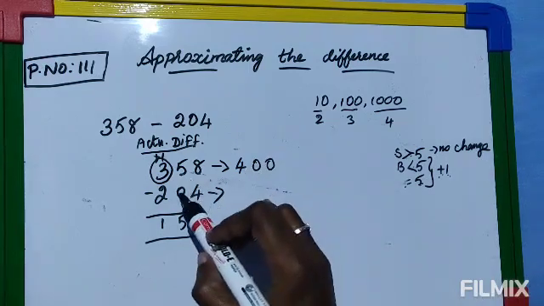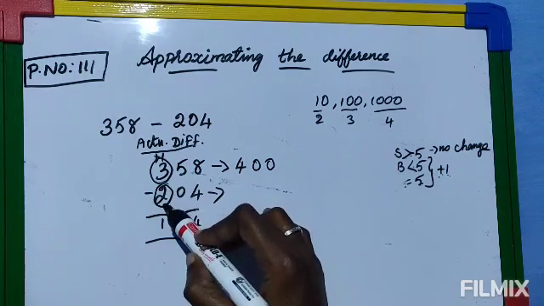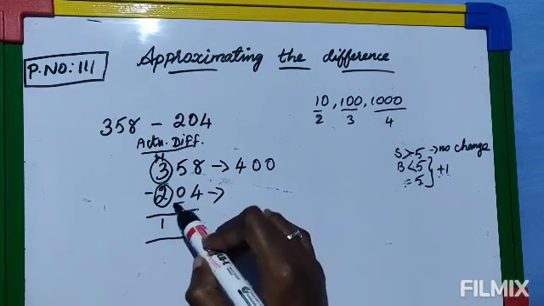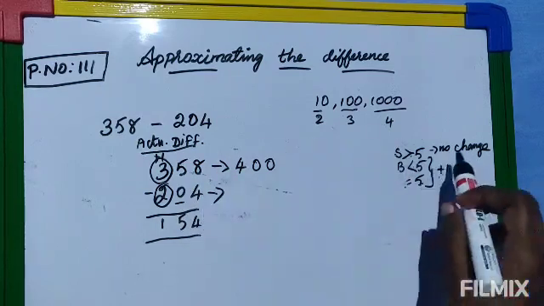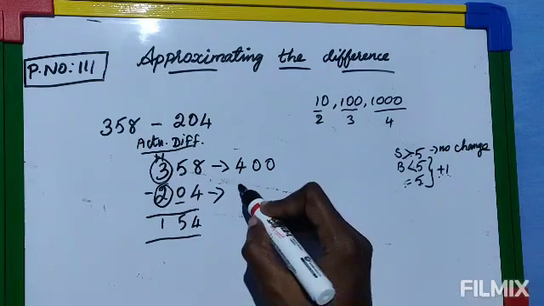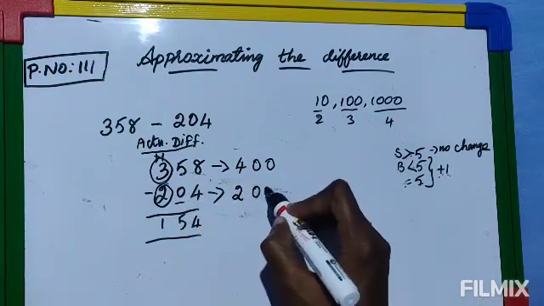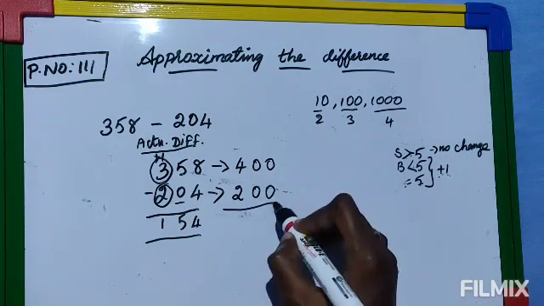Now the next number. Circle the number in the hundreds place. Here it is 2. And now the next right side number is 0. 0 is smaller than 5. Smaller than 5 means no change. So this 2 will be written as it is. And the right side digits will become 0. So there are 2 digits, so 2 zeros.